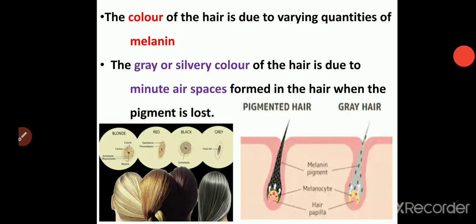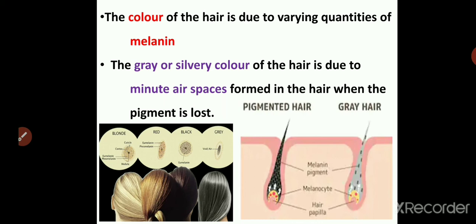So first, the shaft. What is the shaft? It is the part of the hair that projects from the surface of the skin, and then the root part of the hair embedded within the dermis. It is enclosed in the hair follicle. In the diagram also you can see the hair follicles are there and the arrow mark shows you in which direction they grow.